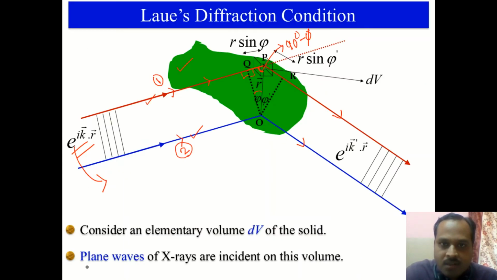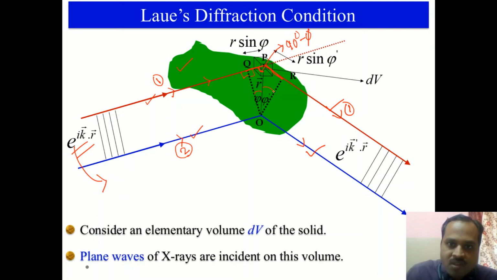And in this case, we can represent it using these points Q and P. Similarly, for the scattered wave, the path difference will be PR. This is the path difference between this scattered ray and this scattered ray. This is ray 1, the same ray which is getting scattered, and with respect to the point O, the path difference will be PR. So how can we represent PR? PR will be r sin phi prime.